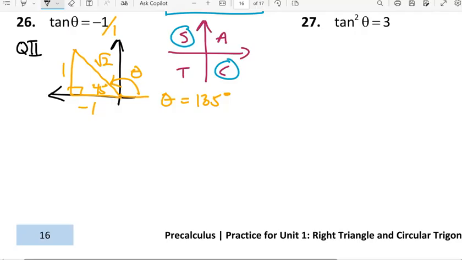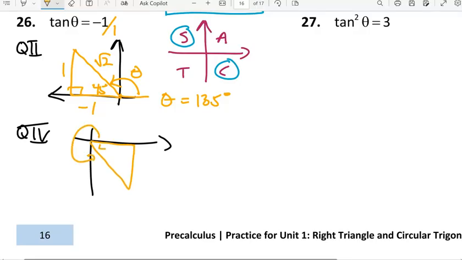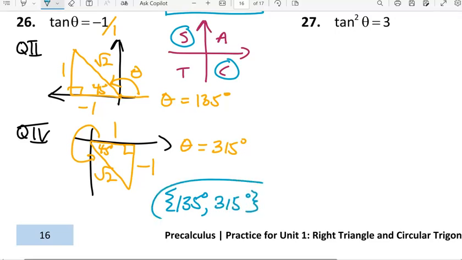All right, let's draw a quadrant 4 picture. In quadrant 4, we're going to have the exact same reference triangle with a 45-45 right. This time our opposite side is -1 and adjacent is +1. And our angle theta and 45 together make a 360-degree angle. So theta is 360 minus 45, which is 315. So our total solution set here is 135 and 315 are possible values for theta.